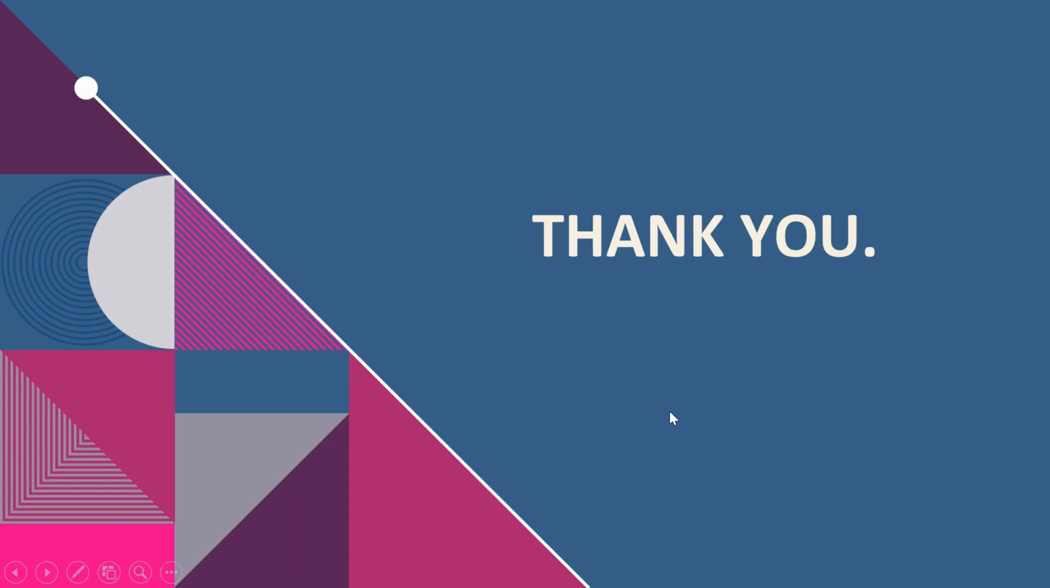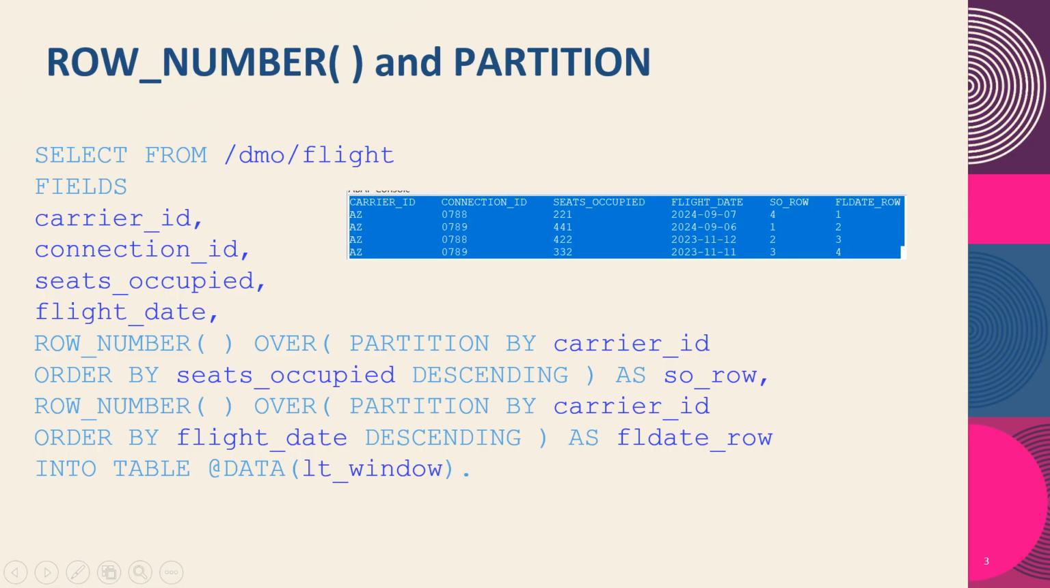Let me see. You can observe I have done the descending sort criteria, so the highest one will be on top. First, let's concentrate on partition by carrier ID and seats occupied. So you can see seats occupied 221, 441, 442, 332.